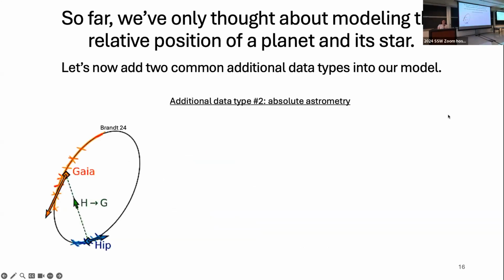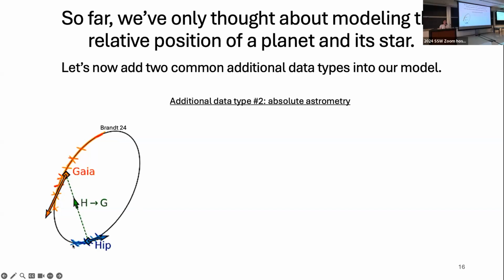All right. Now let's talk about another additional data type, which is absolute astrometry. So absolute astrometry is this idea of very precisely measuring a star's position over time. And in particular, the combination of absolute astrometric measurements from Hipparcos and Gaia has become really popular in the past couple of years. So here's a really nice diagram of how this works.